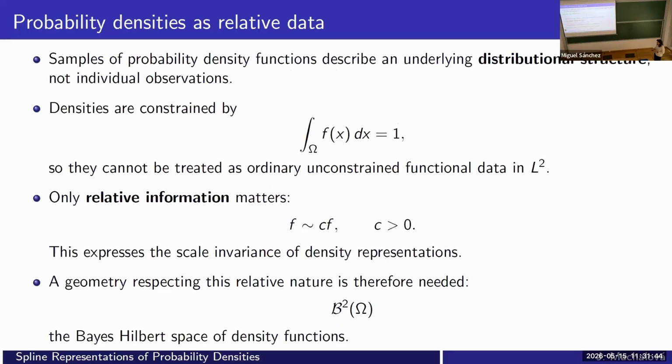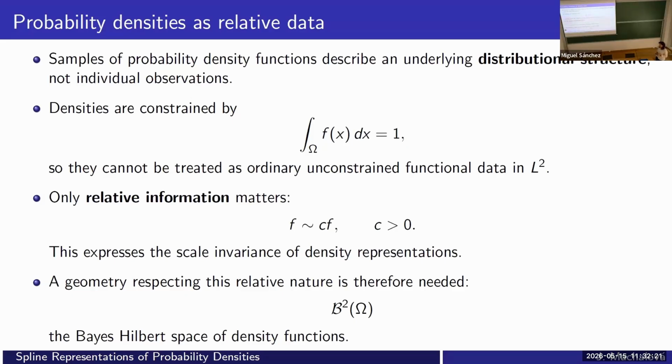So I would like to, first of all, explain why density function needs a special structure. They are not so ordinary function in L2 space because of integral constraint. Integral over the domain must be equal to 1. It's also important that density function carry relative information. So it means that if we multiply the density by a positive constant and then normalize it, then the distributional structure remains the same.